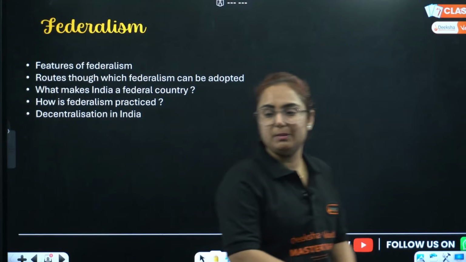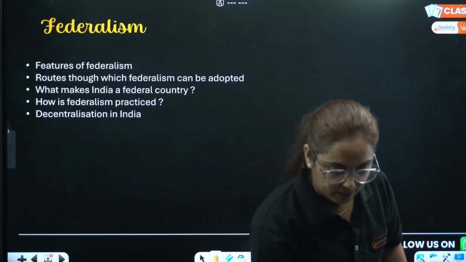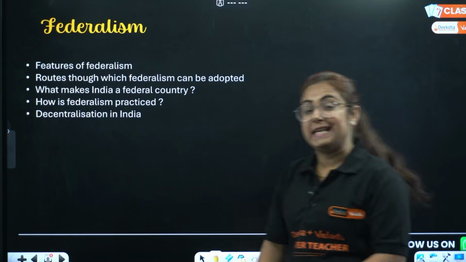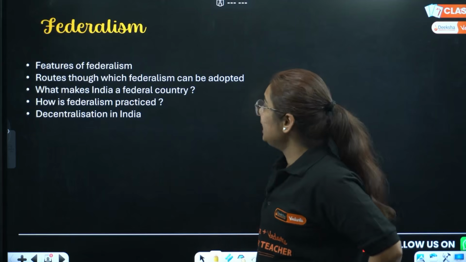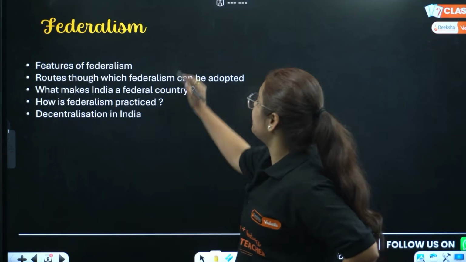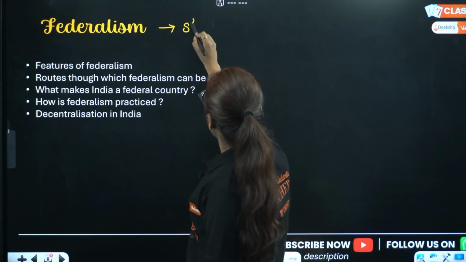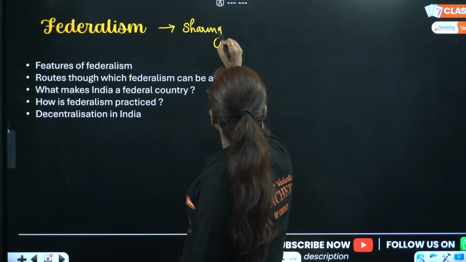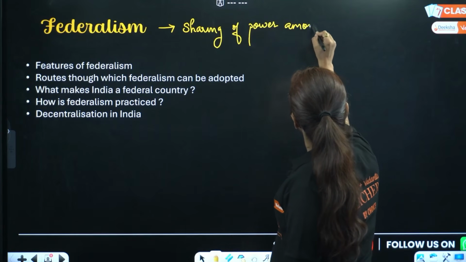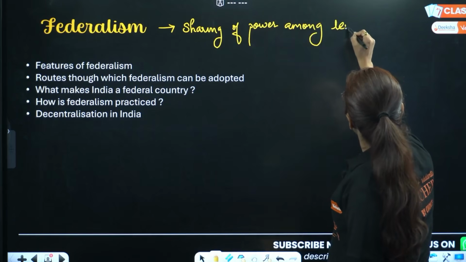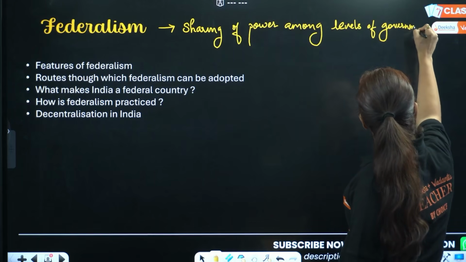Moving to federalism. See, my dear students, civics is quite important here. Very important. Right? Because this easy one will help you score well in exams. Talking about federalism, what is federalism, my dear students? Sharing of power among what? Levels of government. Different levels of government. This is known as federalism.